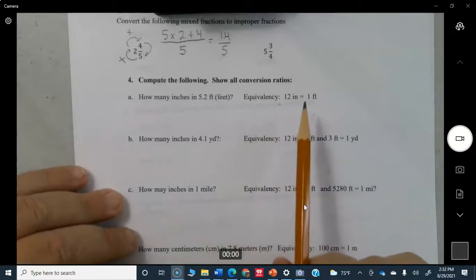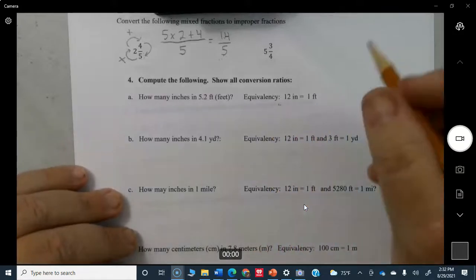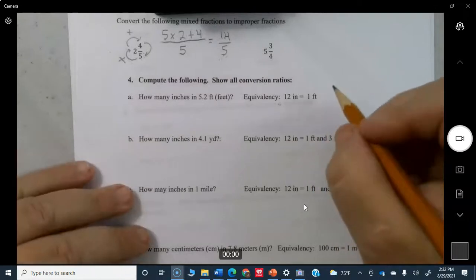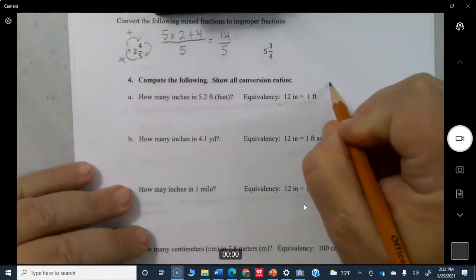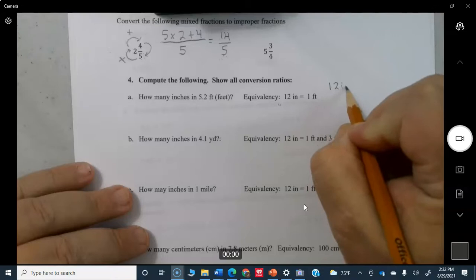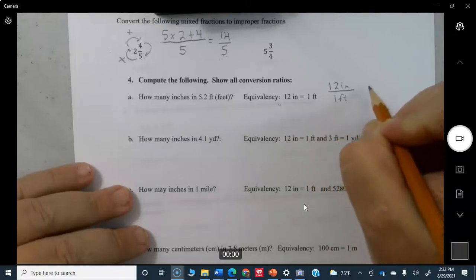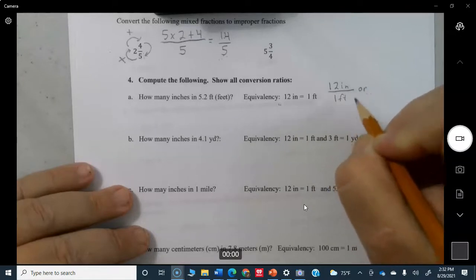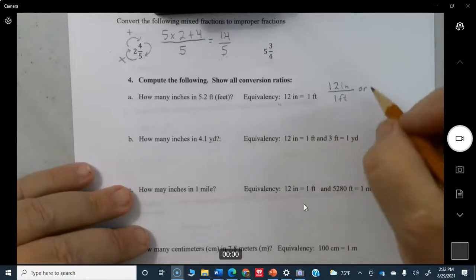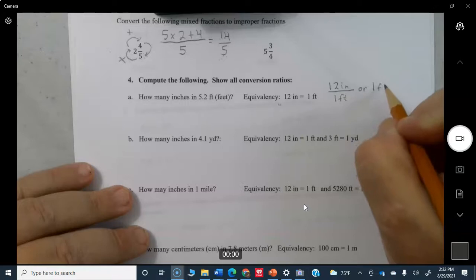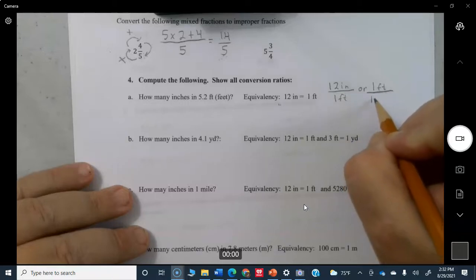Okay, so you have an equivalency here. So what you want to do right away is make your two conversion ratios or conversion factors. 12 inches for every 1 foot. I could put an equal sign or an or. I'm going to put an or because we want to choose one of these two. And it's going to be 1 foot for every 12 inches.